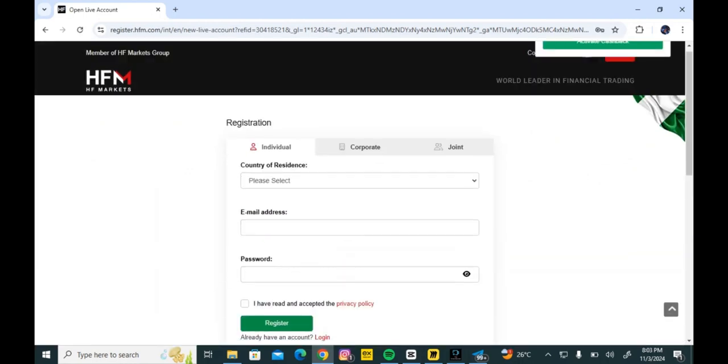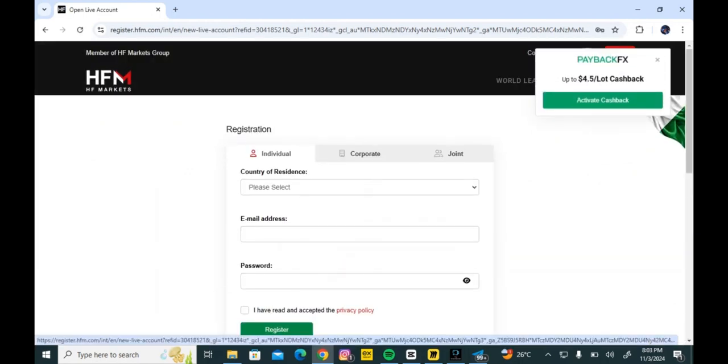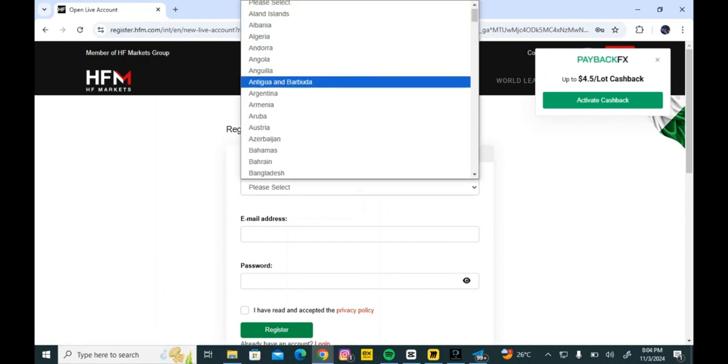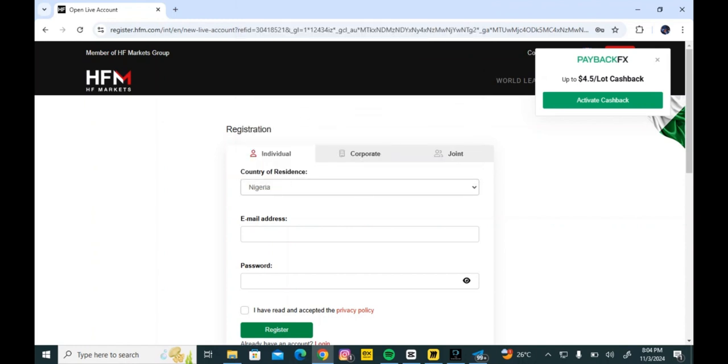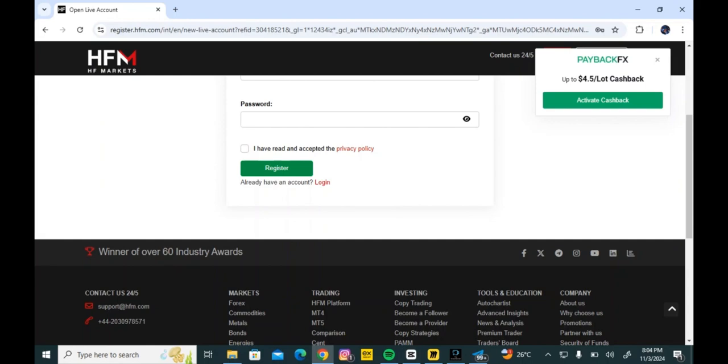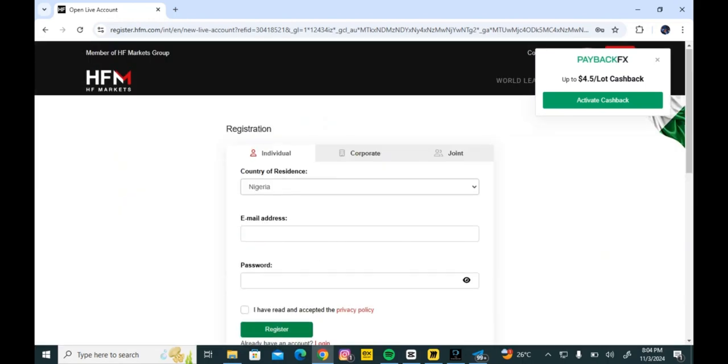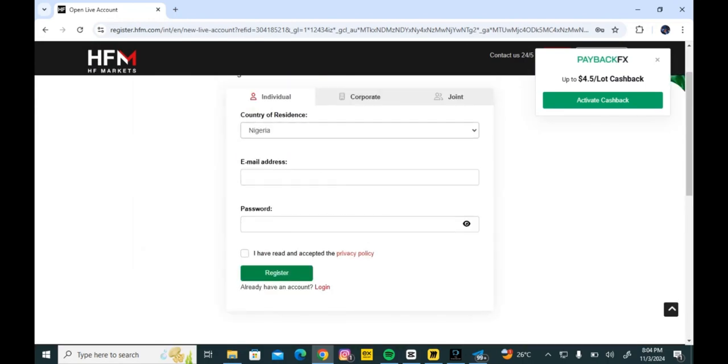And as you can see, this is a sign up form, individual, right? That's because it's a personal account, so you're choosing individual. If you are signing up for a company or a joint account, you can choose corporate or joint account. But since you're the one signing up just for yourself, you choose individual, right? Then you select your country, the country where you're from, which is Nigeria, because everybody here is from Nigeria. You put your email address and password, right? Then you hit register.